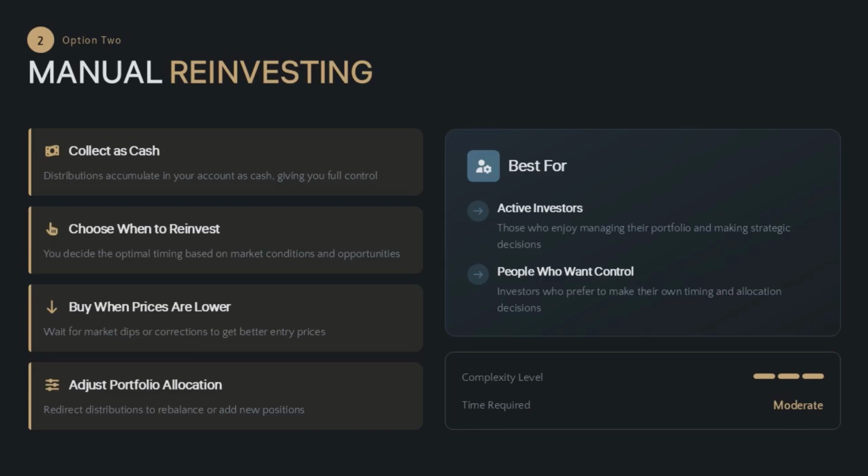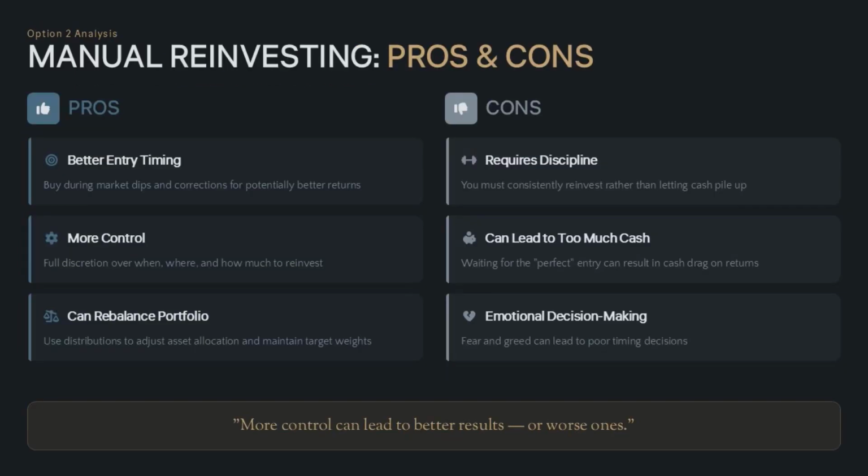You can adjust for your portfolio allocation, so you can redirect distributions to rebalance or add new positions. This is really important. You do want to keep a certain amount of balance in your portfolio. Otherwise, if one thing weighs a lot and it goes down all of a sudden, it's going to bring your whole portfolio down and it might crush your portfolio. You might make some silly decisions after.